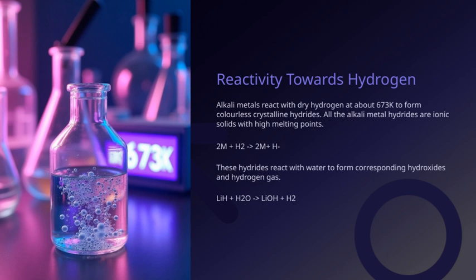Moving on to the general reactivity of these hydrides, you'll notice that they generally react with hydrogen gas itself. For example, if you take a generic metal, let's say M, and expose it to hydrogen at around 673 Kelvin, it forms a crystalline hydride, which is typically colorless. It's important to highlight that all alkali metal hydrides are ionic solids, and they tend to have high melting points. This ionic nature is a key factor because it influences their stability and reactivity.